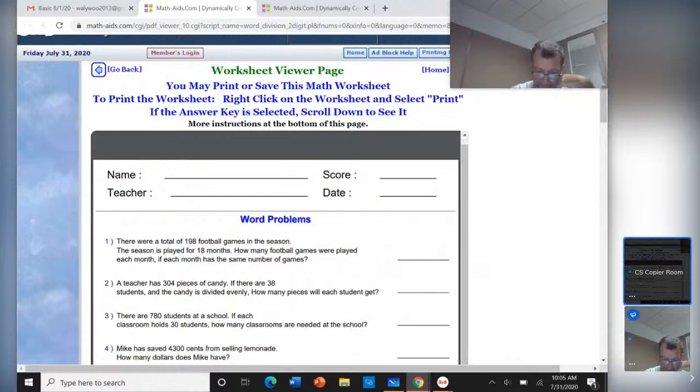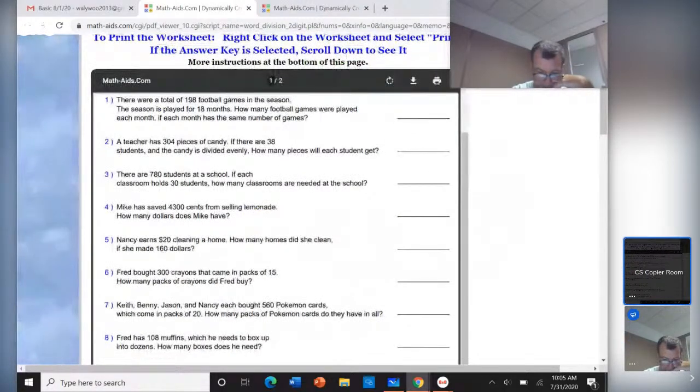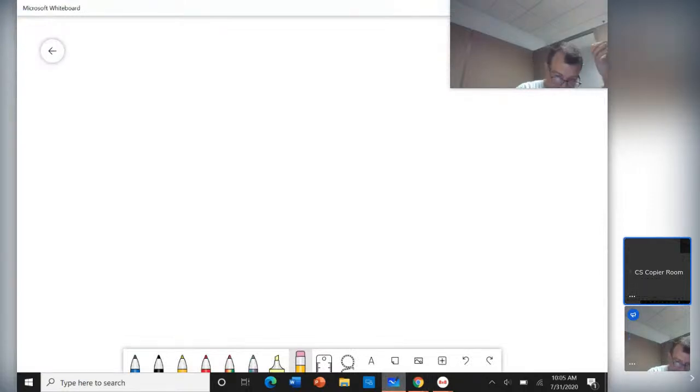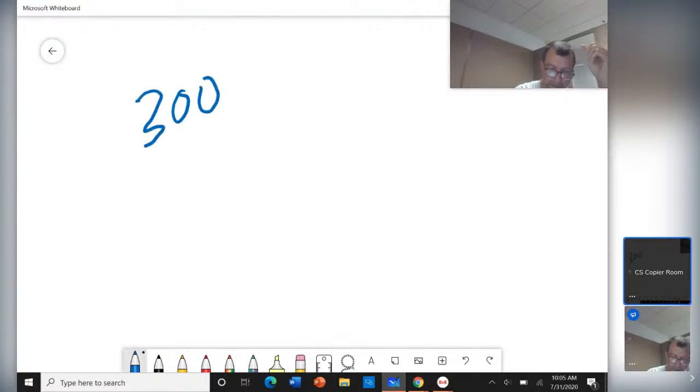Let's go down. Let's pick another one here. Let's do number 6. So Fred bought 300 crayons that came in packs of 15. How many packs of crayons did Fred buy? So we have 300 crayons and they're coming in boxes of 15. So 300, and they're boxes of 15. So we're going to have to divide the number in each box into 300.